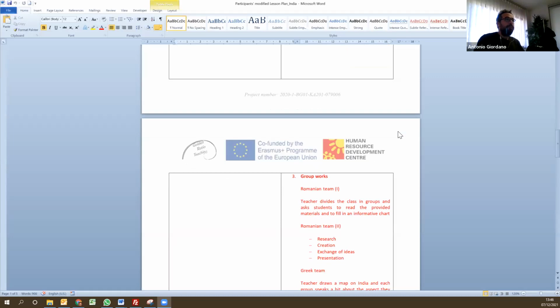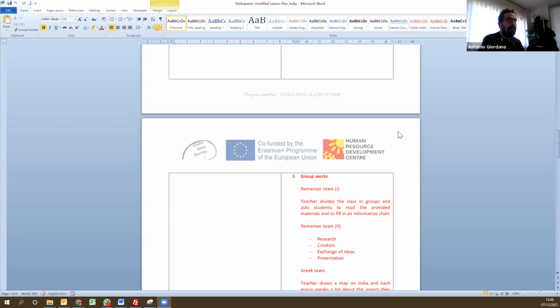Let's go to the third activity in which students can be involved: group work. So the Romanian team, I received two different documents from Romania. Romanian team, one: teacher divides the class in groups and asks students to read the provided materials and to fill in an informative chart.